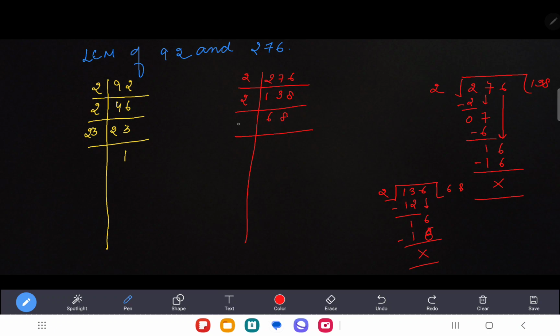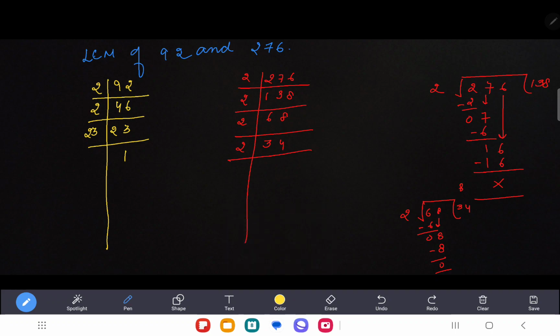That gives 138. So again, you divide 68 with 2. So 2 times 3 is 6. You get 0. You bring down 8. 2 times 4 is 8. So you get 0 here.